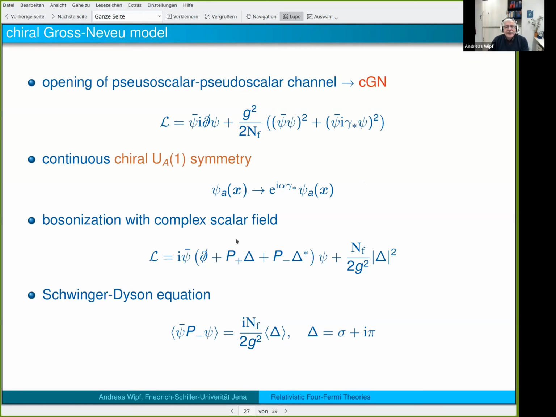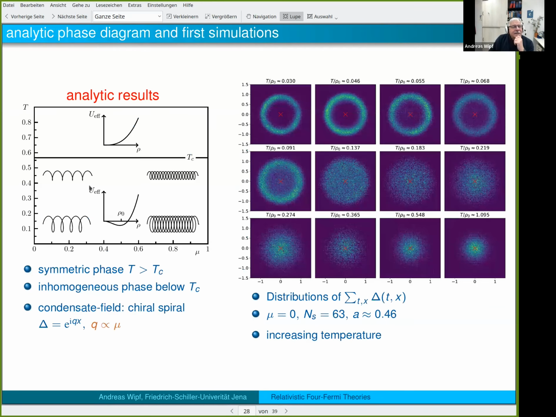So again, there's a bosonization with an auxiliary field. In this case, you have a scalar field and a pseudoscalar field. Again, you have this Ward identity of the Schwinger-Dyson equation relating the condensate to the delta field, but delta is now a complex field, sigma plus i pi. And the analytic result exists in 1+1 dimensions in the large N_f limit. So the phase diagram is sort of boring.